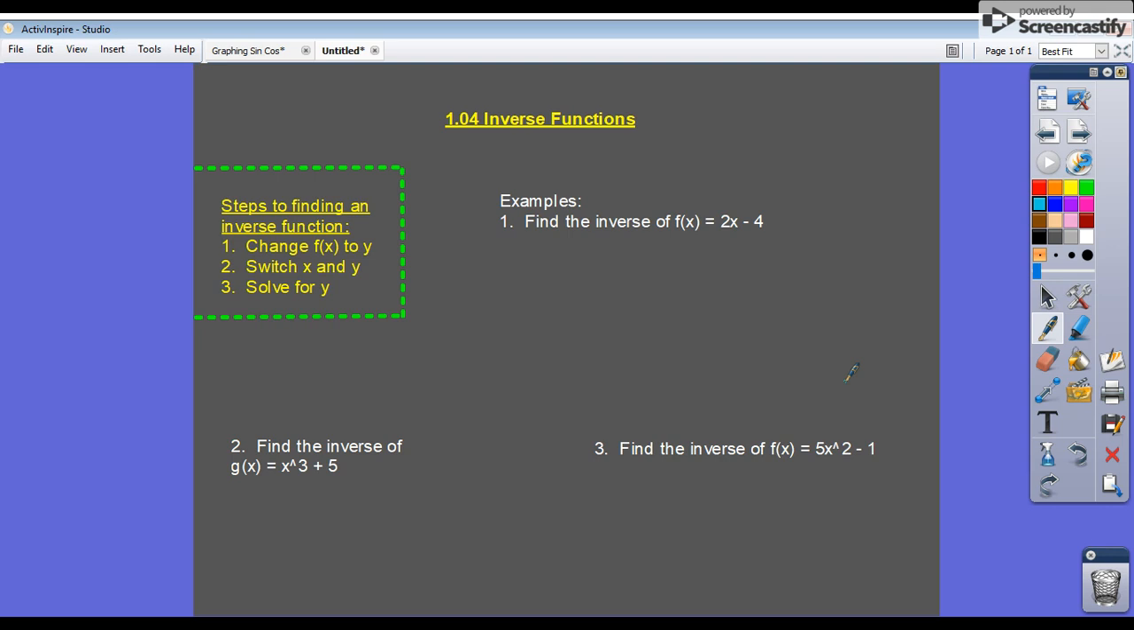Right, so starting off on inverse functions, these are the 3 steps to finding an inverse function. So we're going to follow these steps for the first example. Find the inverse of f of x equals 2x minus 4.